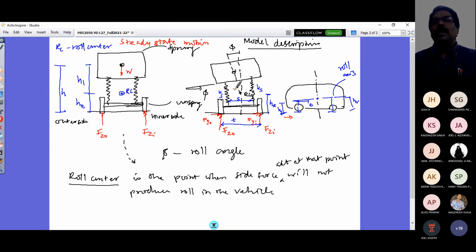Here I have this Fy, generated at the tire, which manifests the required centripetal acceleration during the turn. It would act to the right in this direction because your vehicle is taking a turn in this direction, and the centripetal acceleration is always towards the center of curvature of the curve. So D'Alembert's force would act in this direction.